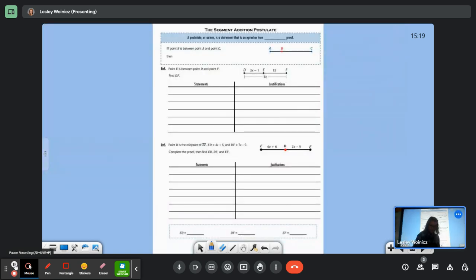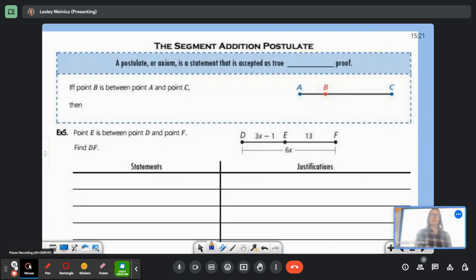Oh, shoot. All right. This is one of those kind of like well duh type postulates, but we do need to talk about it. Remember that a postulate or axiom is a statement that is accepted as true without proof.